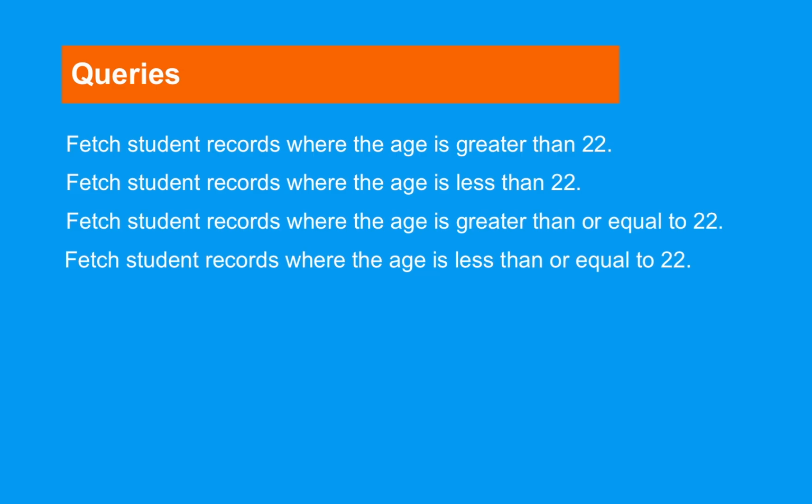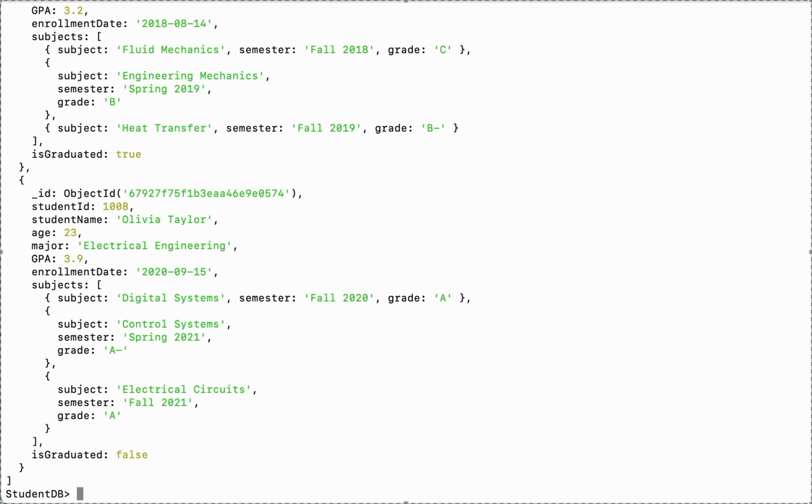Now let's write the first query. Fetch the student's record where the age is greater than 22. Let's write the query: db.studentscollection.find. While doing the equality check, we will pass the condition like age colon 22. Now we have to check the age greater than 22. For that, we will pass one more object. Inside that, we will add the comparison operator $gt and the value 22 and close this. Press enter. In the result, we can see all the students' records whose age is greater than 22.